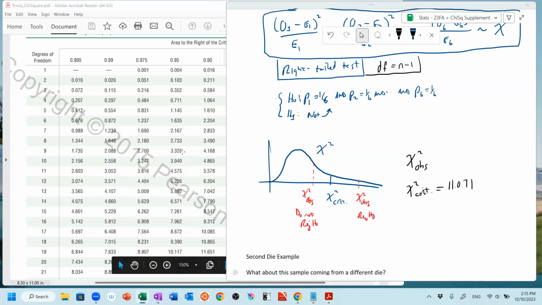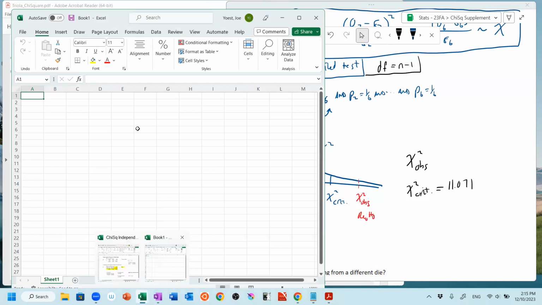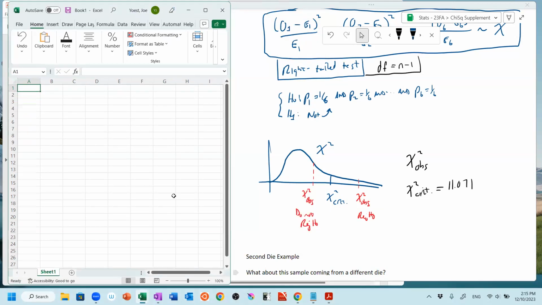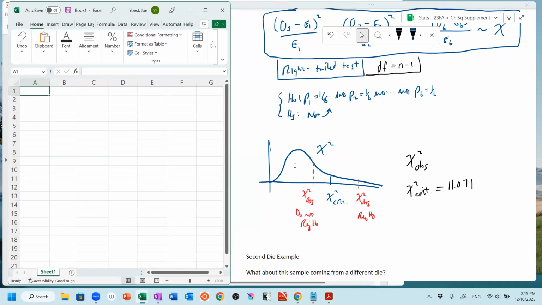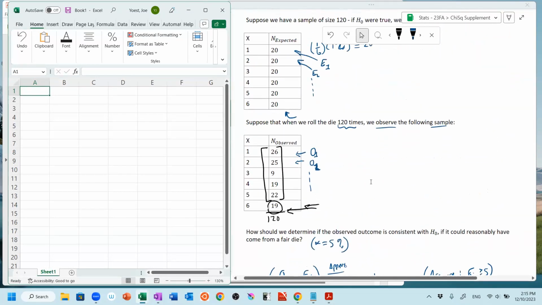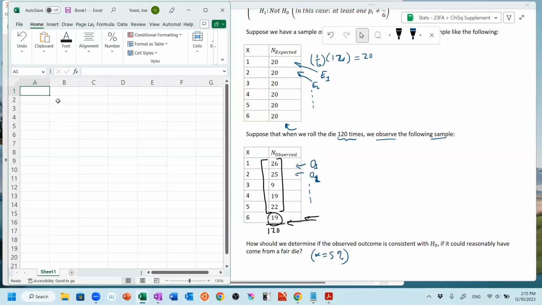And then for chi-squared observed, let me get Excel to open up here. We use Excel for this calculation just so that we don't have to do quite so much by hand. For chi-squared observed, what do I want? Well, I have my observed and expected, so let me just make 2 columns for those.